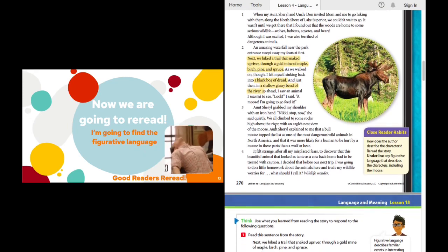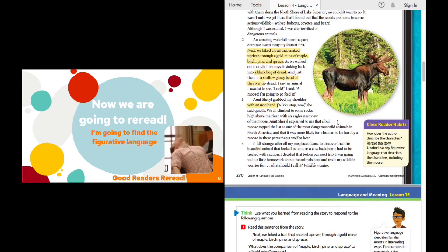"Aunt Cheryl grabbed my shoulder with an iron hand." Does she have an iron hand? No. But her hand probably felt really heavy, and it made her stop, right? So that's another metaphor explaining that Aunt Cheryl had a heavy hand that sort of made the narrator stop.